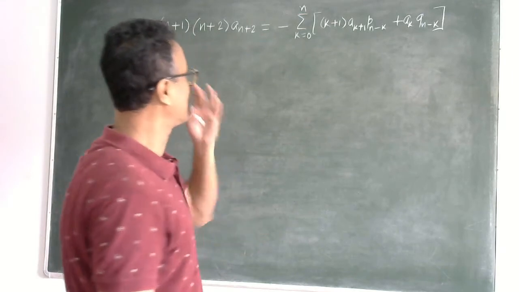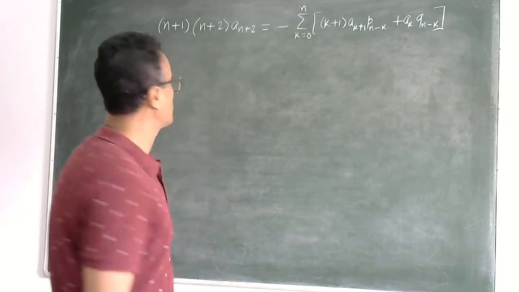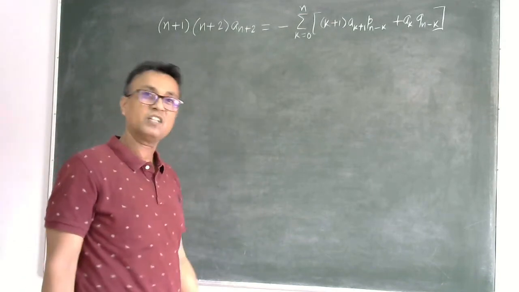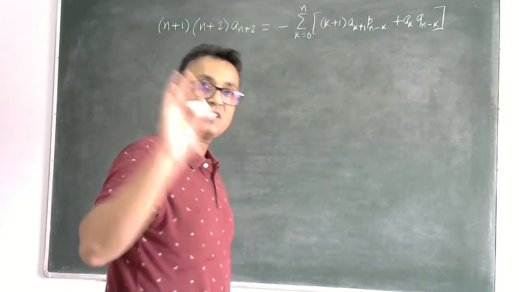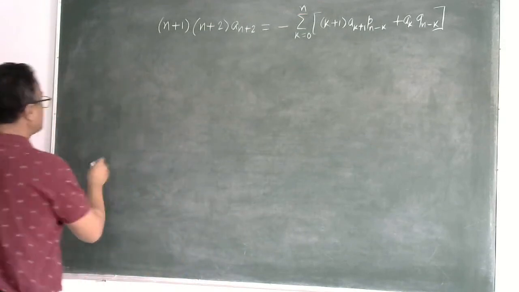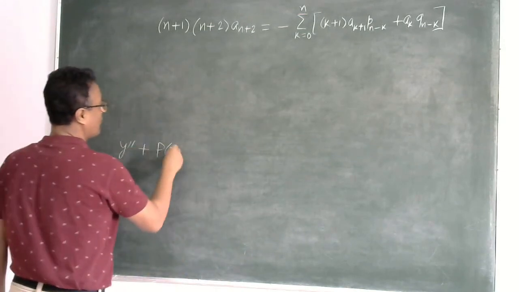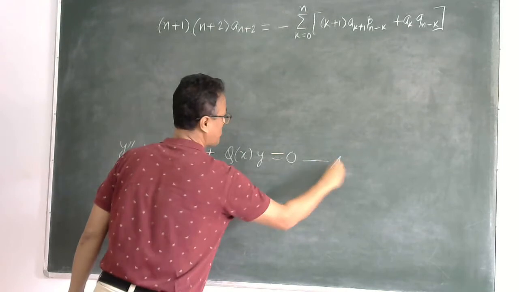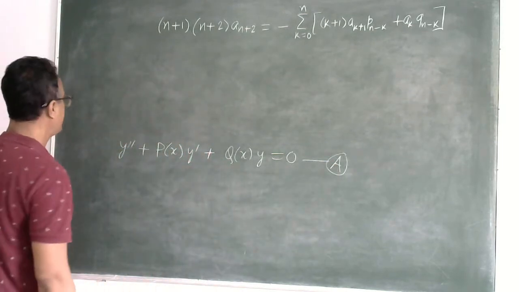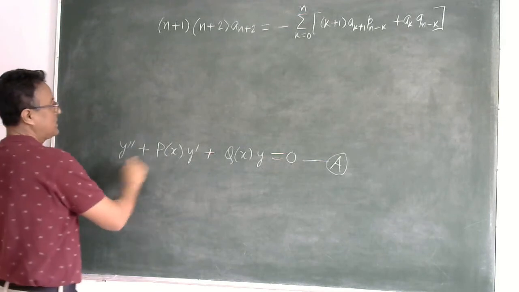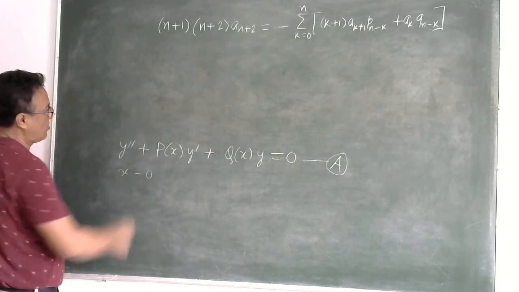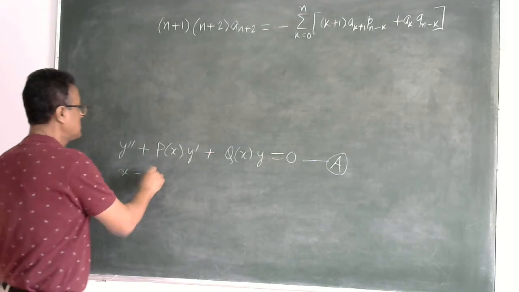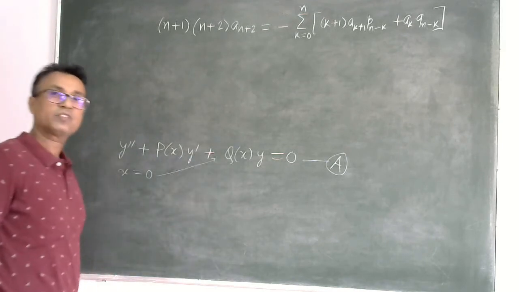So have a look at this. If you recall, whatever is there, I have already pre-written on the blackboard. It is nothing but the recurrence formula from yesterday's class. What we were doing, we were considering this differential equation, probably I call it A. I assume that x equal to 0, although I could have taken any other non-zero real number also, x equal to 0 was an ordinary point for this differential equation, right?